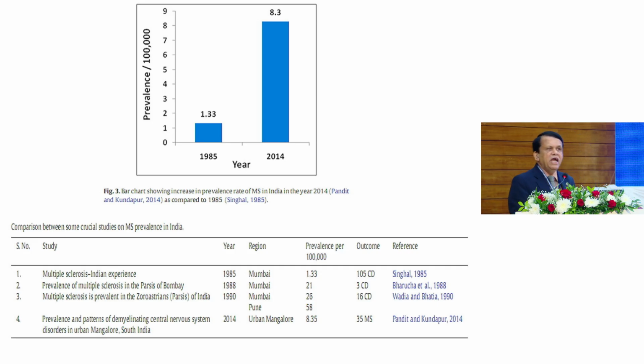In India, we have data coming from 1985 onwards. It was considered one of the rarest diseases in neurology, only 1.33 per 100,000 population. Now in 2014 from Manipal, Lekha Pandit had given data suggestive of 8.3 per 100,000 population.